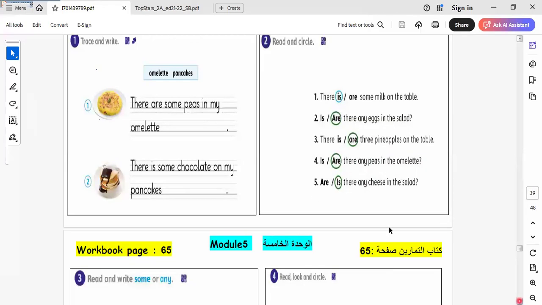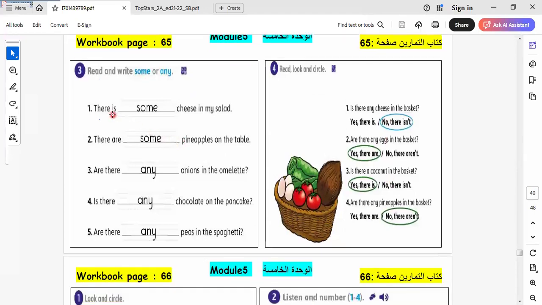Let's go to another item here. Here we say there is, piece, some or any. As we told you before, some is used with what? With affirmative, offers, and requests. Any is used with negative and questions. We must take care when we use some and any. Some is used in affirmative sentences, requests, and offers. Any is used with questions and negatives.